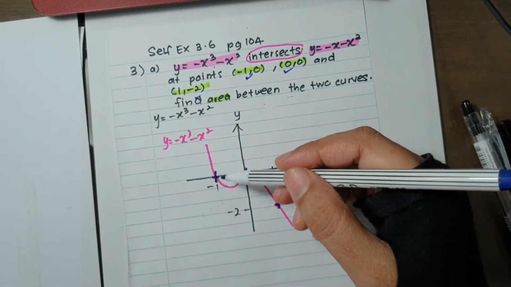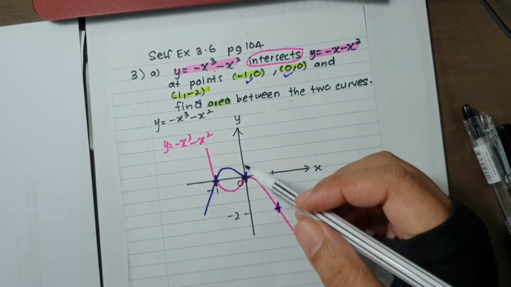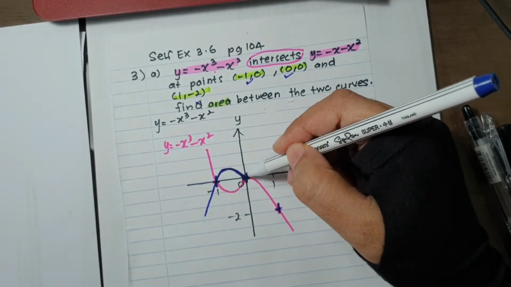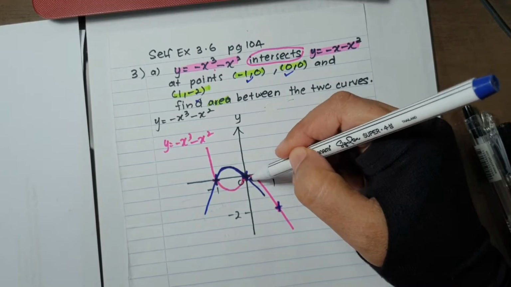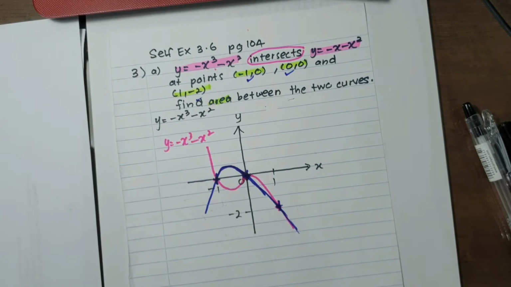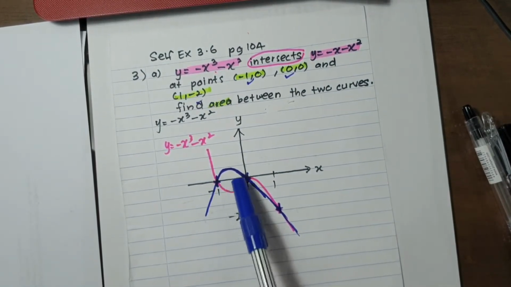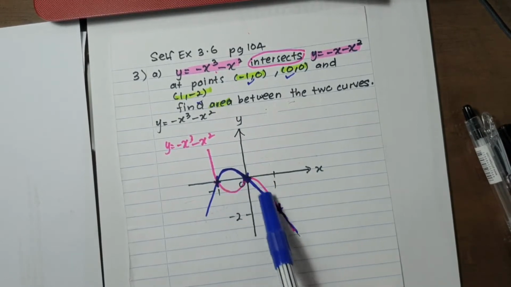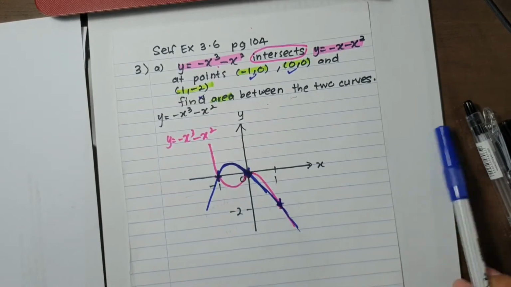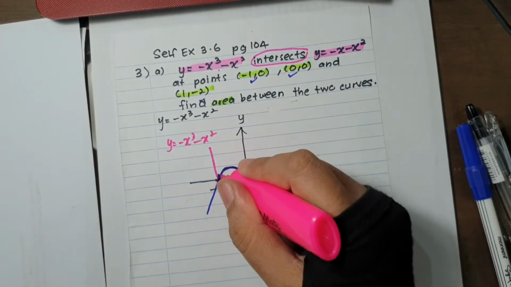So of course it will look like this. Oh sorry, like that. Then it intercepts here, and then it goes down. Like that. Now you want to find the area between the two curves. Area between the two curves means bounded by the blue curve and the pink curve. So which region? This region.